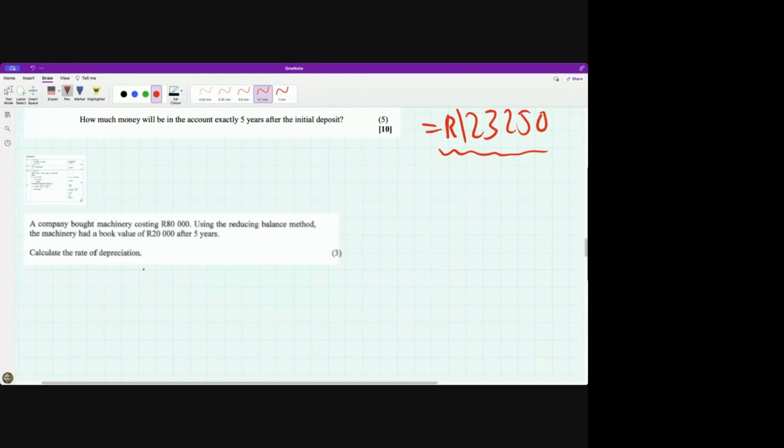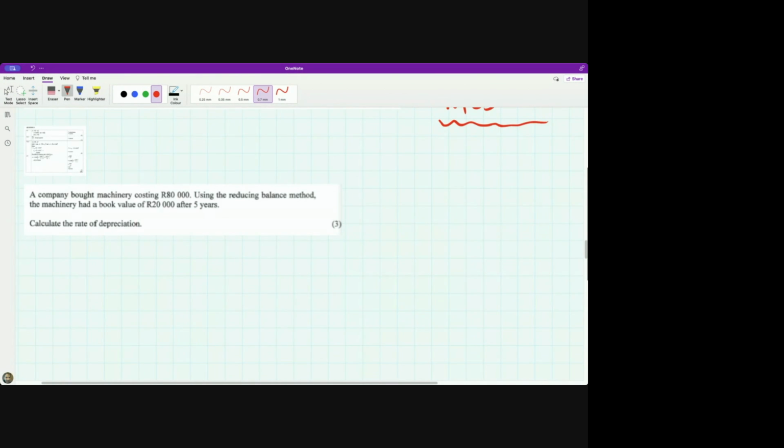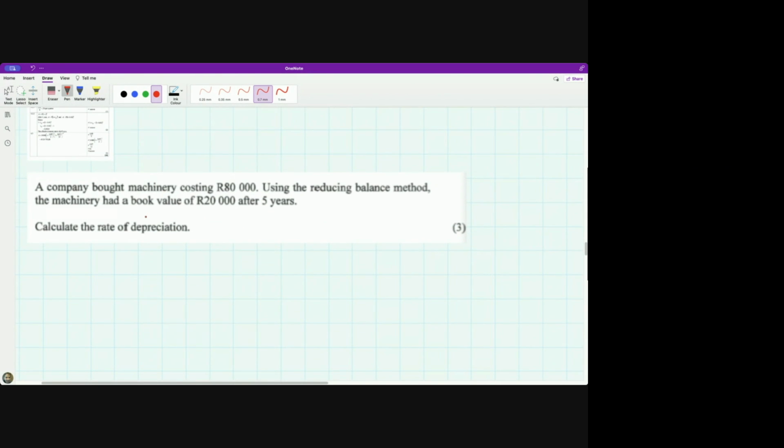Let's do one more question, and then we're going to take a break. So it says, a company bought machinery costing 80,000 Rand using the reducing balance method. So what is that another way of saying? What's another way of saying the reducing balance method? So reducing balance is the same as saying compound depreciation.